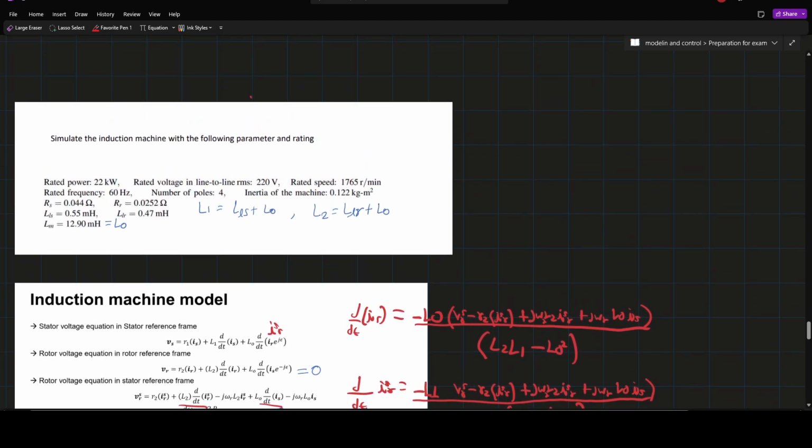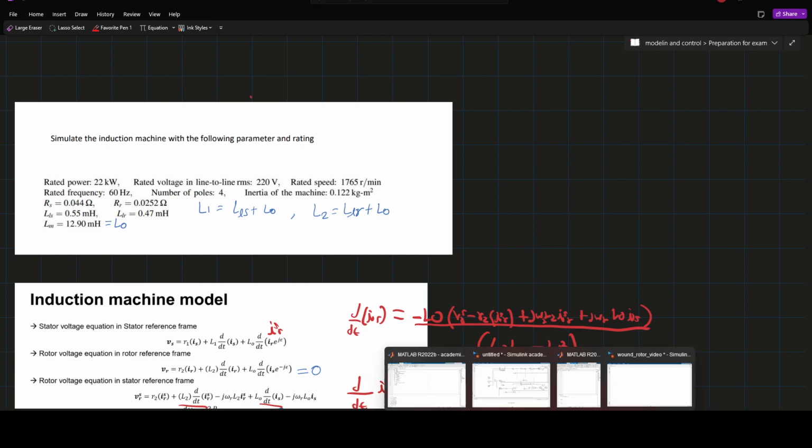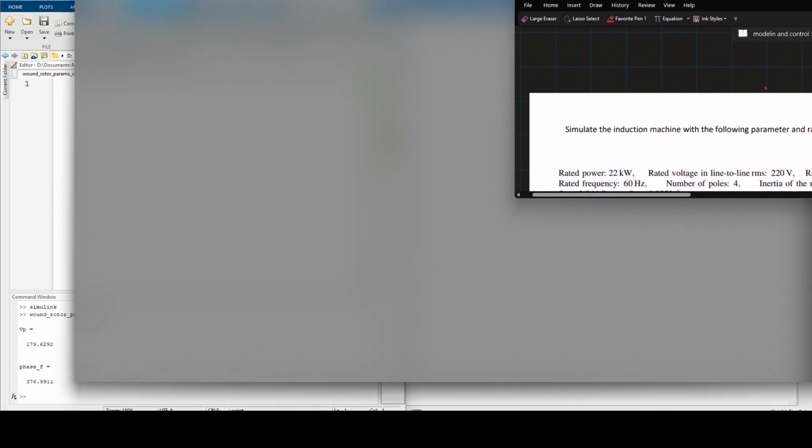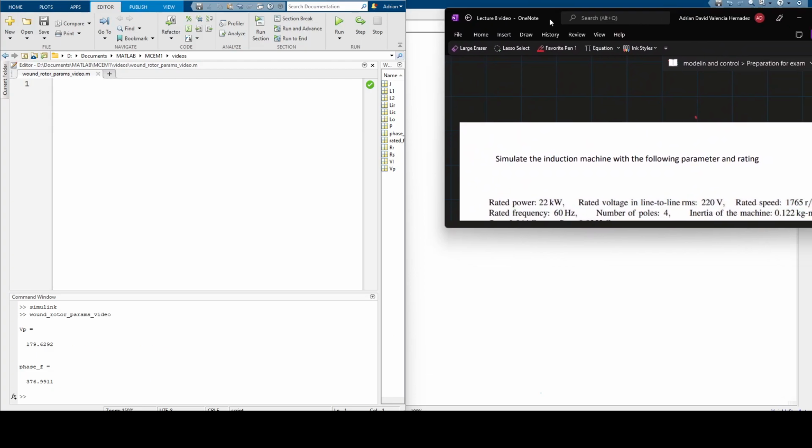So now we can look at the parameters. So let's start with that. We go to MATLAB. And here we're gonna put the parameters.